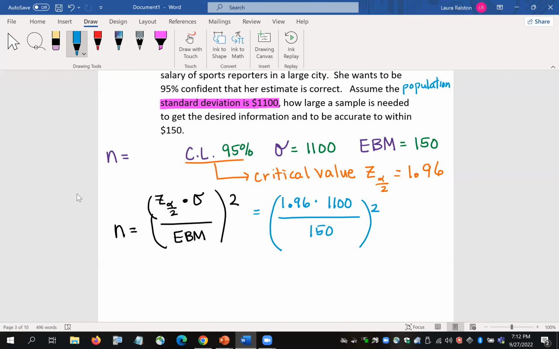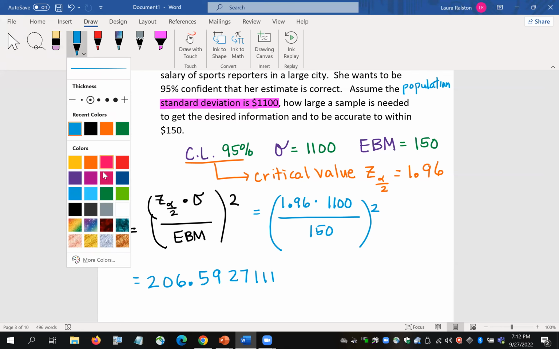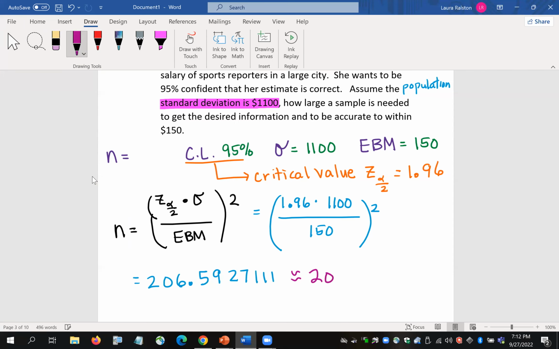Which gives me 206.5927111. Okay, so regardless, it would round up based on the way this one's laid out, but regardless, I'm going to round up. I would need to sample 207 sports reporters in order to have enough to be 95% confident within $150. I would have to survey 207 sports reporters.